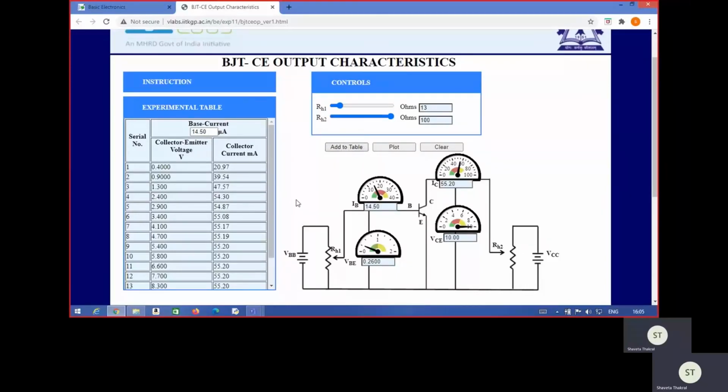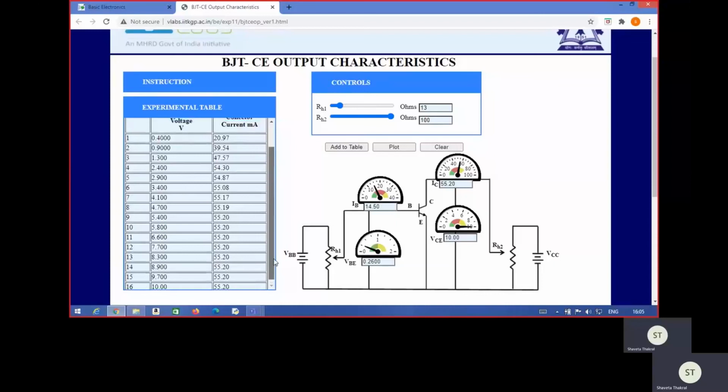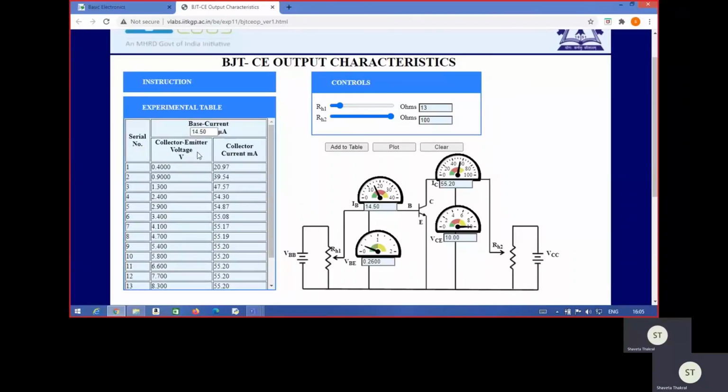So here we have the set of readings, and in total we have taken 16 readings. Now based on these 16 readings between VCE and IC in the experimental table for the constant value of base current at 14.5 microampere, we can go for the plot.